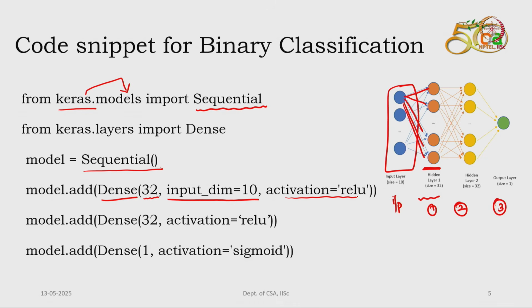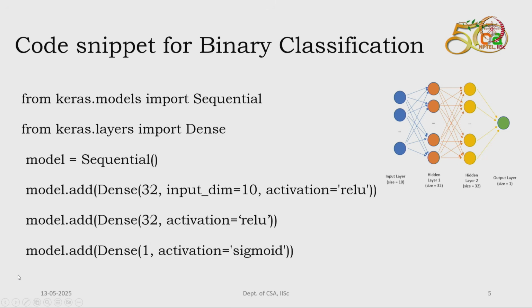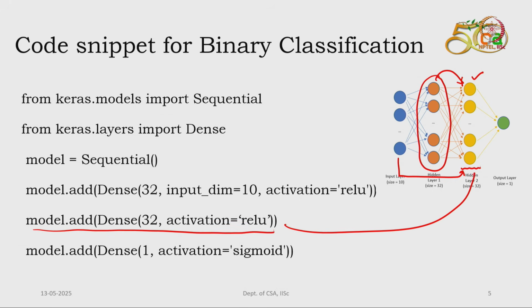Next, what are we doing? We are adding the second hidden layer. When we are adding the second hidden layer, nowhere is the input being passed to it. What is passed to the second hidden layer? The output of the first hidden layer is passed as an input to this. Therefore, this is the line which is dealing with the second hidden layer.